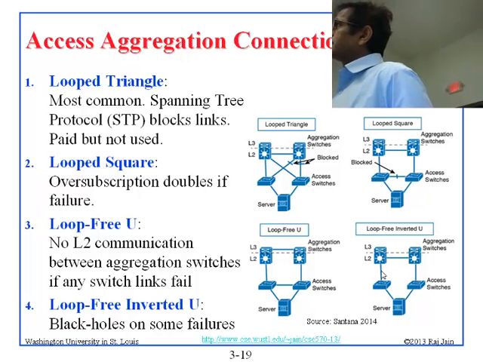The last one is loop-free inverted U. This one basically has a link at layer 2, and when these 4 switches run the spanning tree, nothing is blocked, so that's good. But the problem with this one is black holes on some failures. If something failed, then the traffic just goes into the dustbin. Let's see what will happen. Let's say this link failed, and the traffic goes to this switch and it cannot get out anywhere.